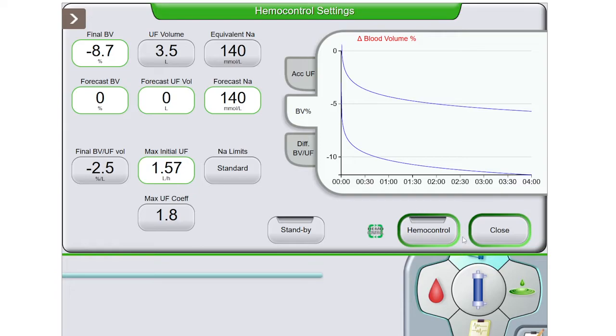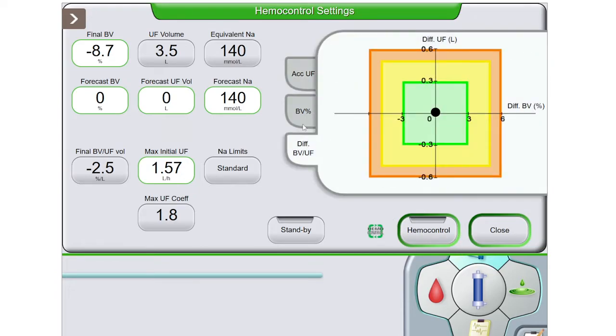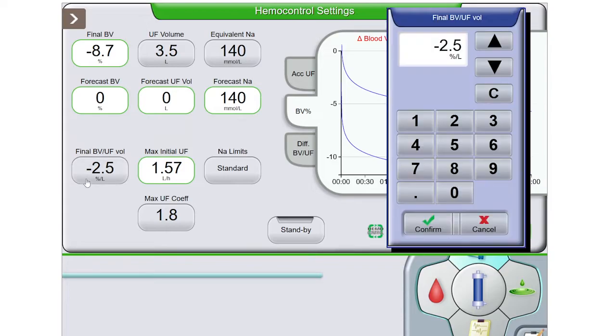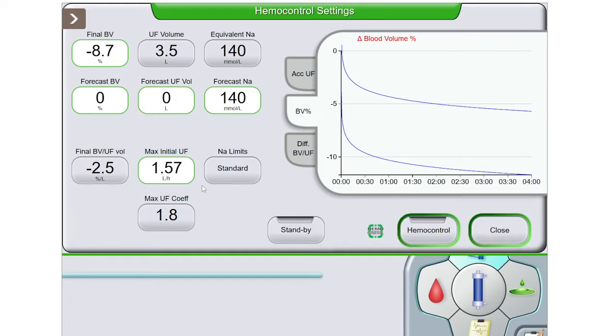Okay, so now that we've clicked on HemoControl, we can actually activate our HemoControl. However, as soon as I activate HemoControl, the simulation is going to start, so we're going to start seeing these values populate. We have our UF volume set. Because it's pre-treatment, we can go in and normally we'd be able to modify our BVUF, but we're going to assume that either this is a patient that's new to HemoControl or that the default of minus 2.5 is actually effective for them. So that's fine. We'll leave that value as is.